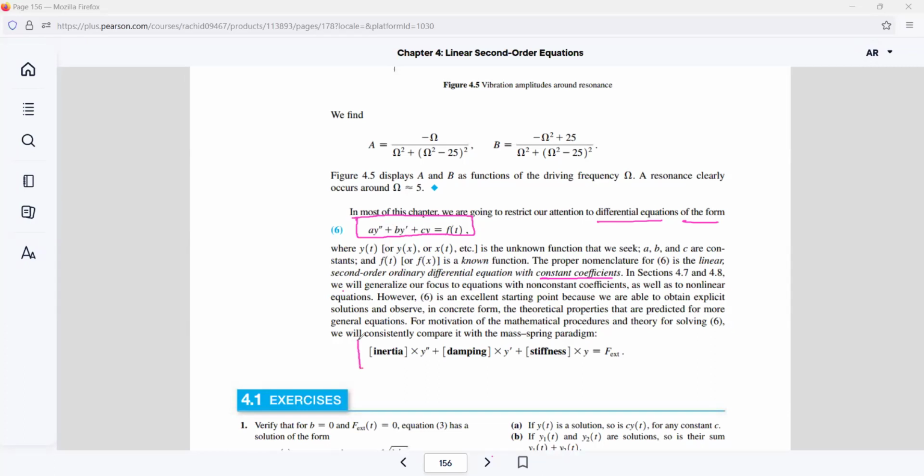And now before I close, of course, we're going to look at this overall as inertia times second derivative plus damping times first derivative plus stiffness times the function equal to external forces. So that's one nice way of trying to memorize it. Okay, thank you.